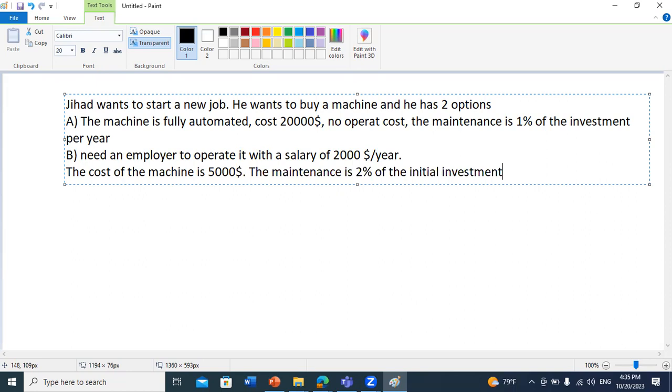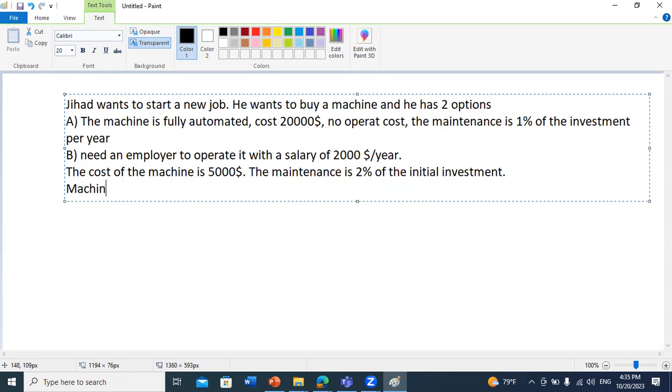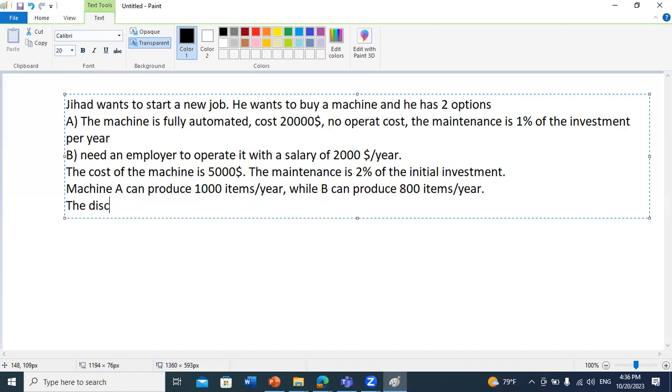Okay. Now, machine A can produce 1,000 items per year, while B can produce 800 items per year. The discount rate is 5%.